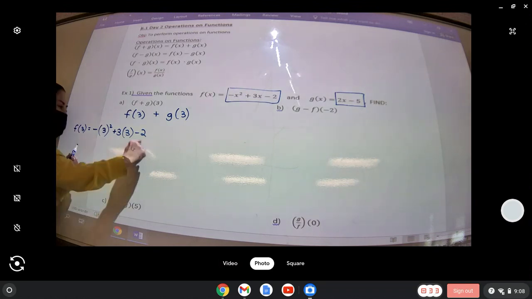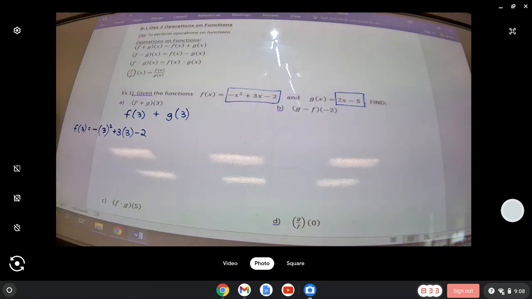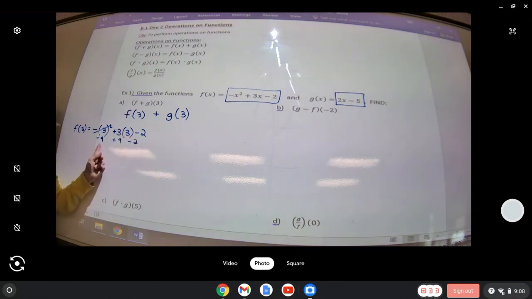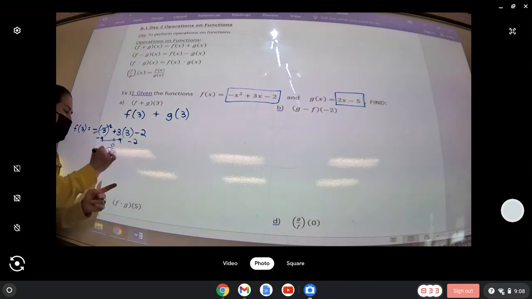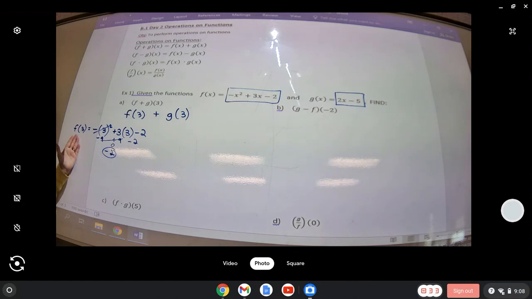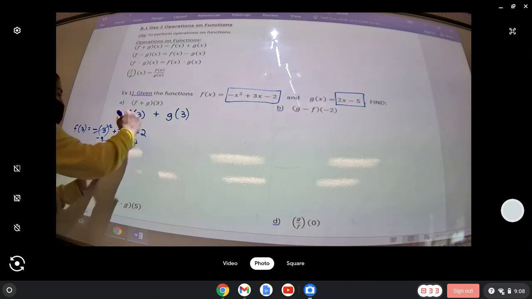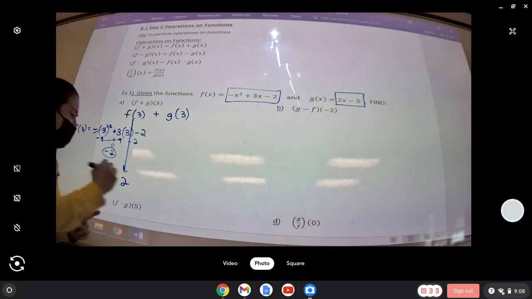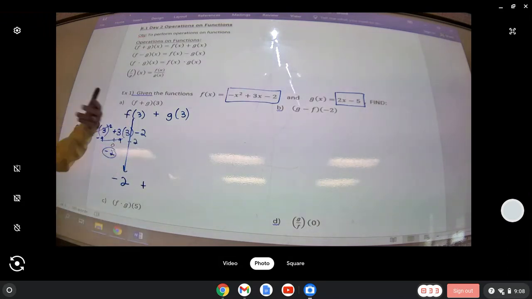So if I'm you, I'm plugging that into my calculator and seeing what number it gives me. I don't have a calculator right now, so I'm going to say this is what? 3 squared is 9 times a negative is negative 9. 3 times 3 is positive 9, and then minus 2. In the order they appear, negative 9 plus 9 is 0. 0 minus 2 is negative 2. So guys, when you plug 3 into function f, it's going to spit a negative 2 out. So that means f of 3 is negative 2. That's the number that you're going to add with whatever number you get when you plug 3 into function g.